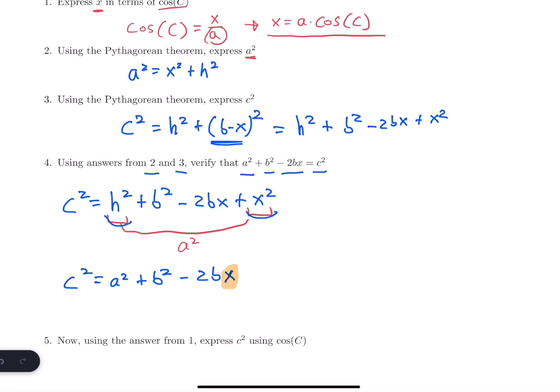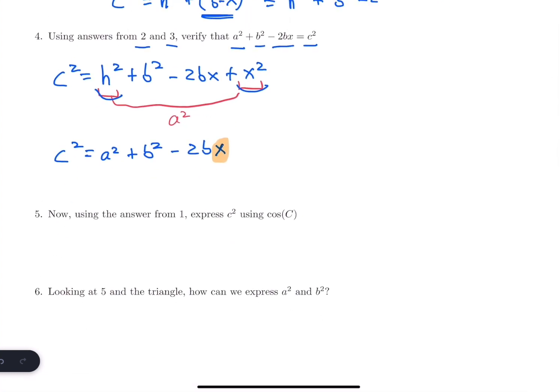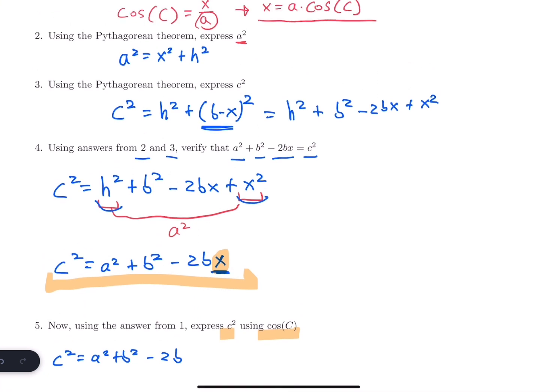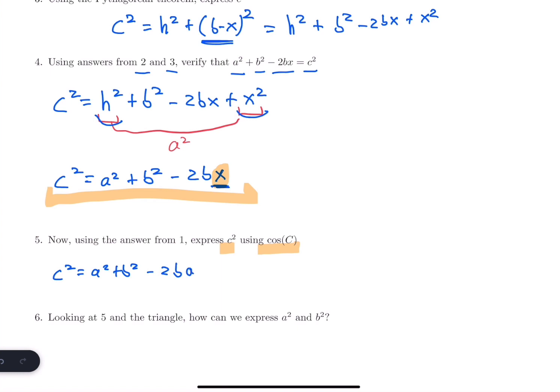Then we can go one more step, one more substitution. What is x? This is step 5. Using answer 1, express c squared using cosine C. We're here, from this expression, c squared equals a squared plus b squared minus 2 times b times x. But what is x? We know that x equals a times cosine C. Remember, the C right here is an angle.